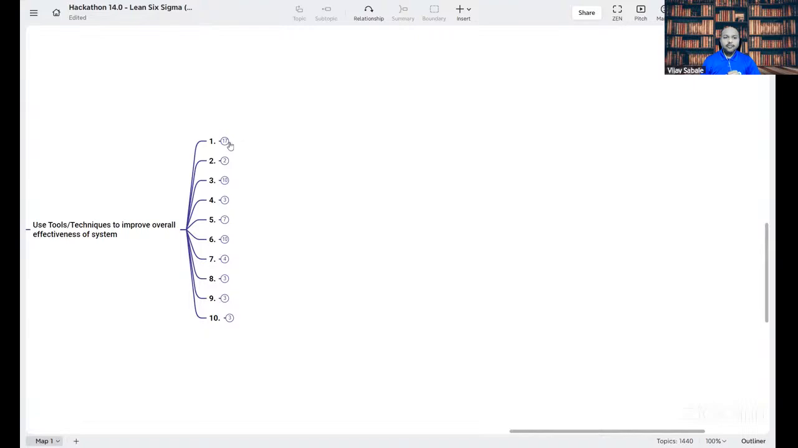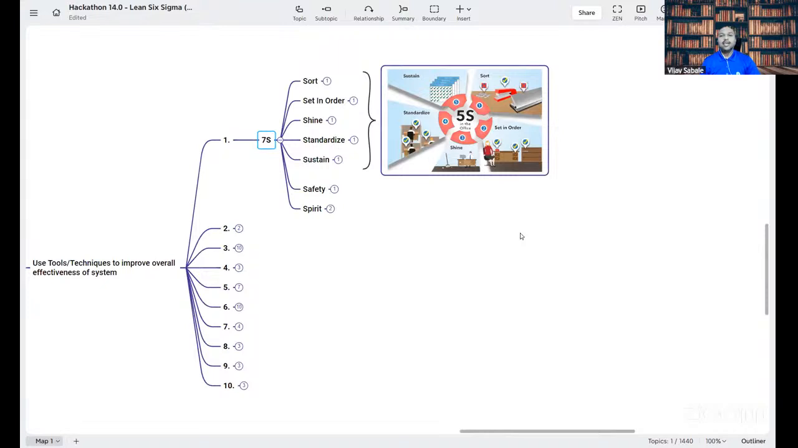Okay, so the first tool, I can say, is simple but one of the most effective tools, that is 7S. Now, what is 7S? 7S is the inclusion of 5S that we are going to use regularly in addition to safety and spirit. So these are the 2S which later got added to the 5S. I will come to the importance of these 2S later on. But let's focus on this 5S first.